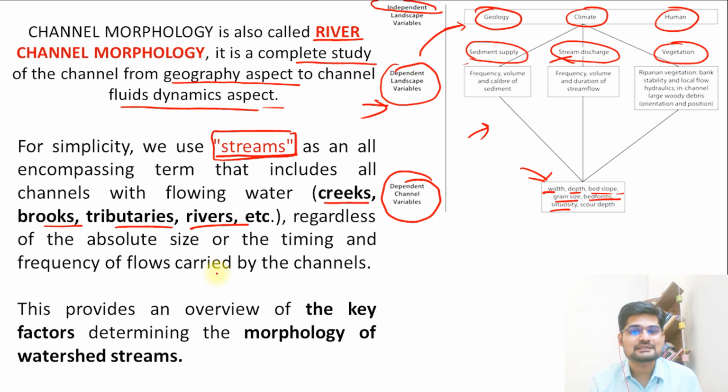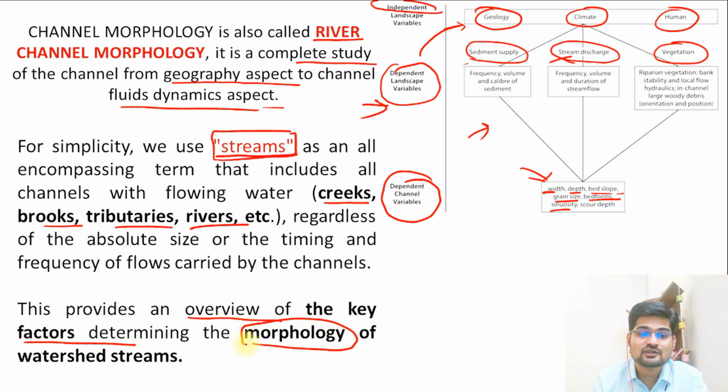Now, why is it important? It is important because it provides an overview of the key factors determining the shape, that is the study of morphology, of the entire watershed streams. So variety is there. Why do different kinds of streams have different natures and various shapes? What is the reason behind it? That is what we discuss when we talk about river morphology or channel morphology.